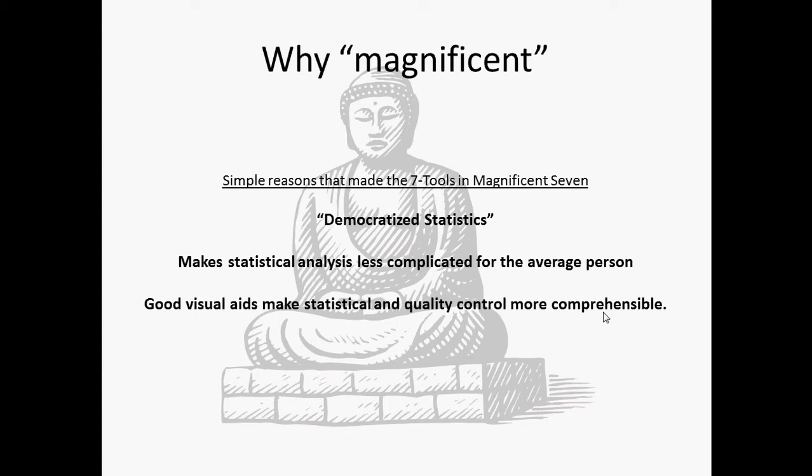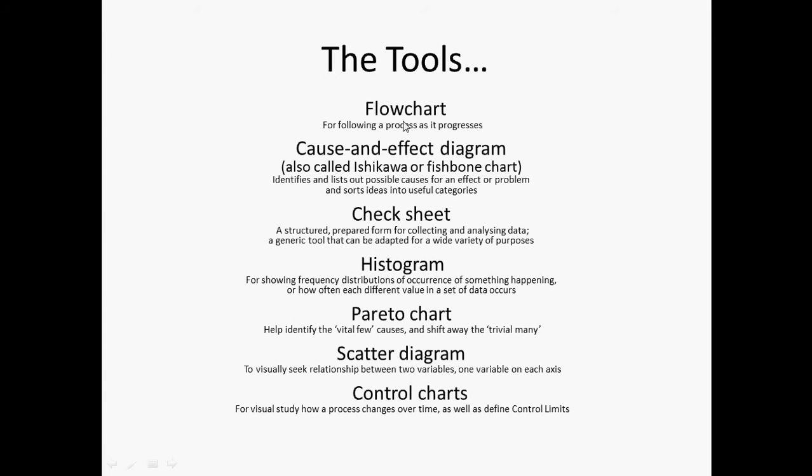The list is: flowchart for making a process as it progresses. Cause and effect diagram, also called Ishikawa diagram, he gave this diagram, or fishbone chart. We'll get to know why it is called fishbone later on. And check sheet, it's a very simple thing, the most simple thing on earth, I guess. Histogram, something which is common in everyday life, you'll get to understand. The most interesting one, Pareto chart, which helps you identify the vital few causes and shift away the trivial many.